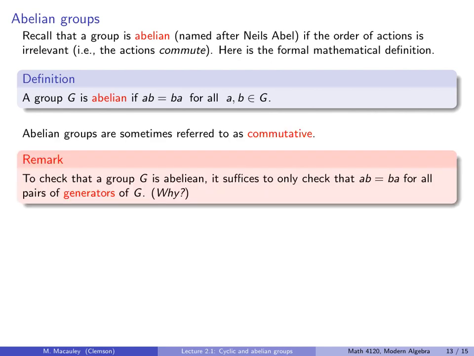Abelian groups are sometimes referred to as commutative because the actions commute. Personally, I find that word hard to say, and for whatever reason, most people call these groups abelian rather than commutative. Now, to check that a group is abelian, it suffices only to check that this property holds for all generators. Think about why that is. Well, if you know that this abelian property holds for all generators, then it's clearly going to hold for all words or all elements in the generators.